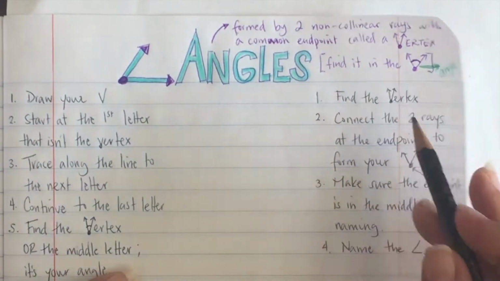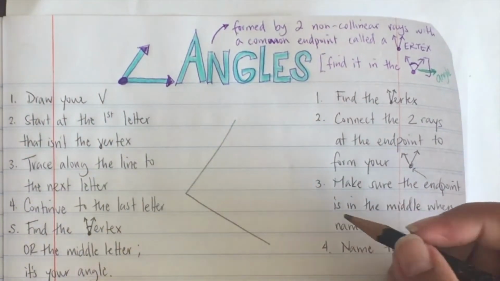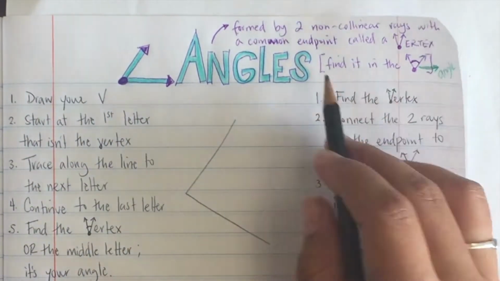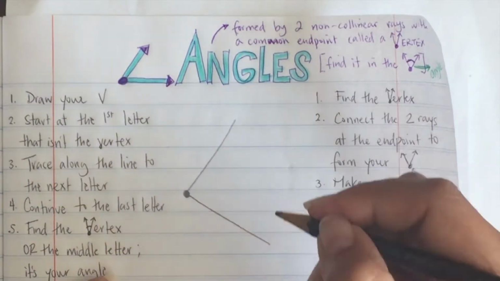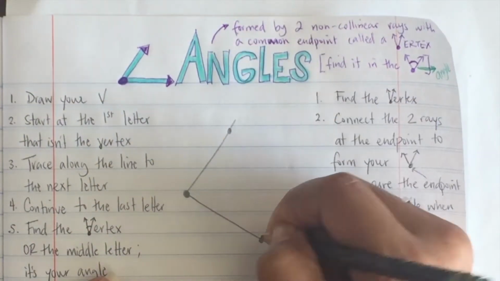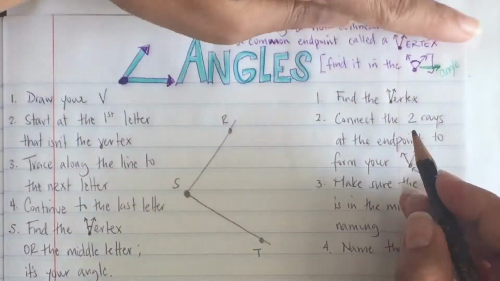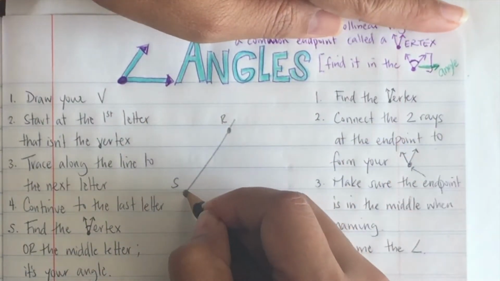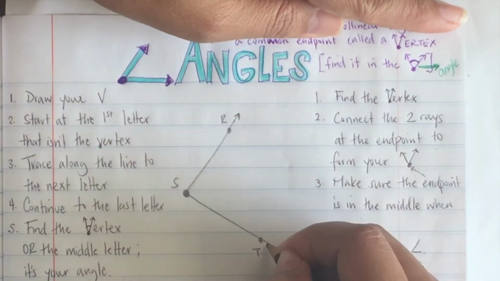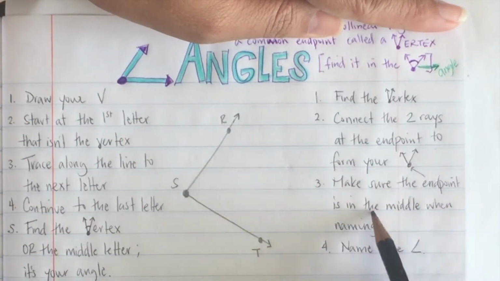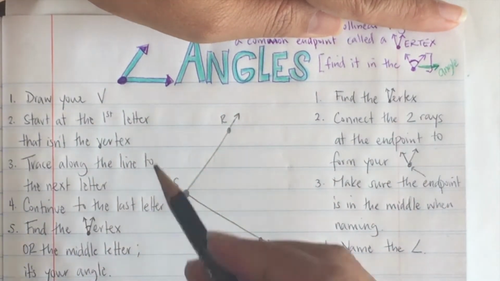Alright, go ahead and draw your V to make an angle, so it's like a sideways V. Find the vertex, so it's that point where those two rays meet. Connect the two rays at the endpoint from your V. So that's a ray right there, and that's another ray right there. Make sure the endpoint is in the middle when you're naming.